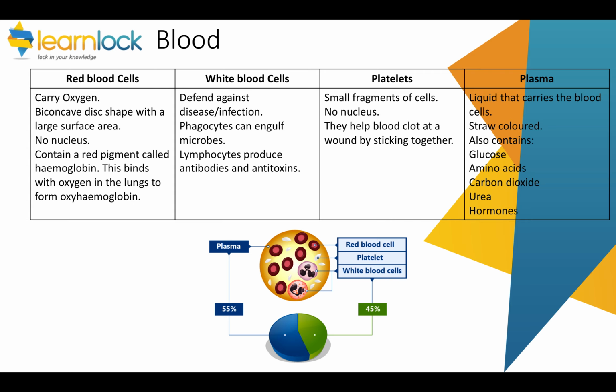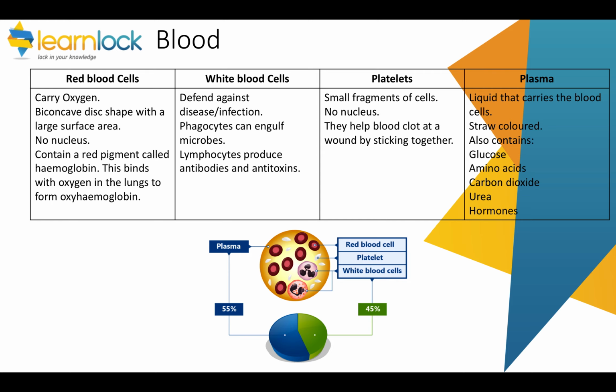What about blood? So, what is blood made of? Well, 55% of blood is actually a liquid called plasma, which is a yellow liquid. And that's a straw-coloured liquid which contains the blood cells, and it also contains glucose, amino acids, carbon dioxide, hormones and lots of other substances. The other 45% are the cells.